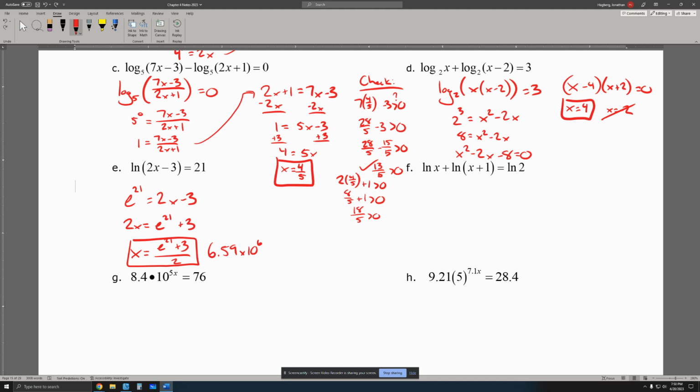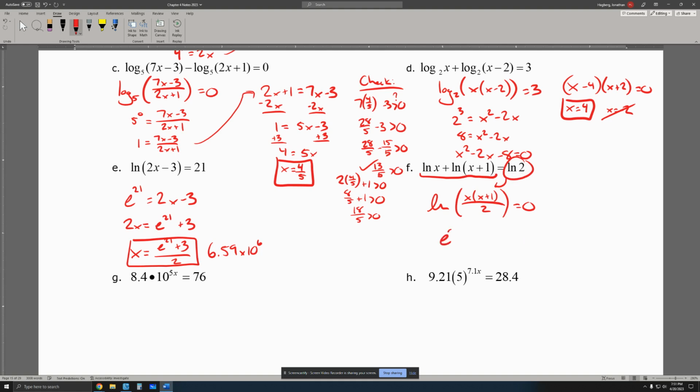Okay. Letter F, I notice that we've got some natural logs all across the equation here. So I notice that these first two terms are the product rule, so I can multiply those arguments. And then let's go ahead and move this over to the other side as well. So subtracting natural log of 2 from both sides, that gives us our quotient rule. Okay, so this would tell us that we have the natural log of the quantity x times the quantity x plus 1 all over 2 is equal to 0. Okay. So we are combining these two logs, the arguments, and then we're also subtracting the natural log of 2 to create one log here.